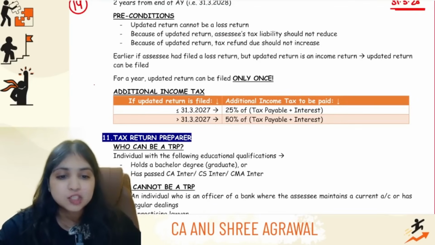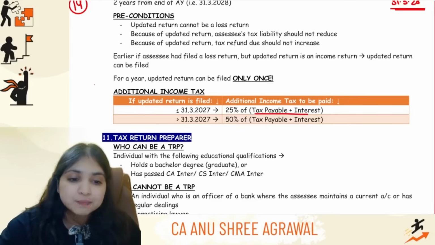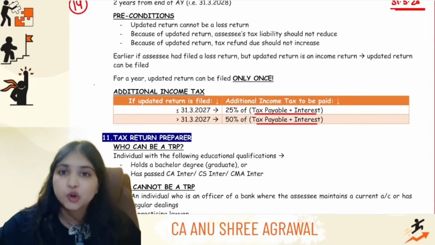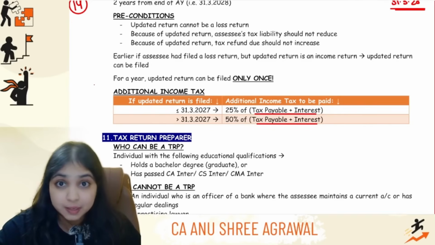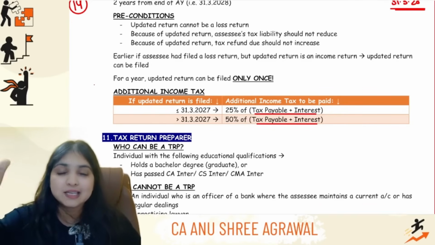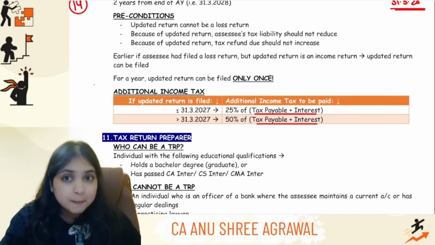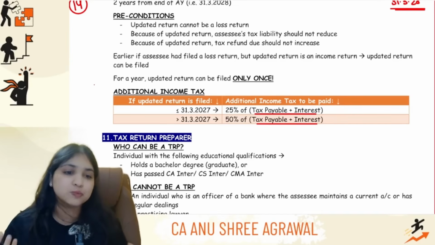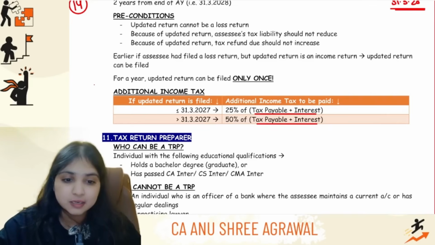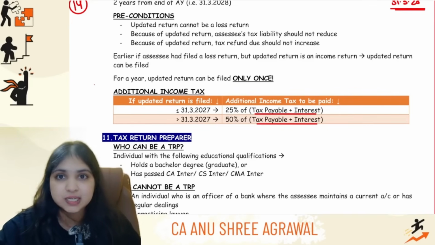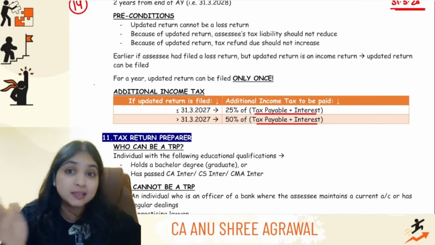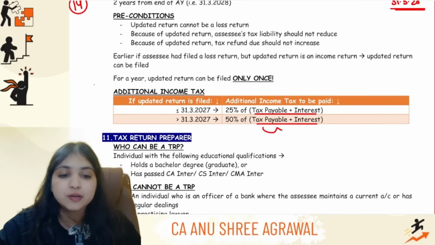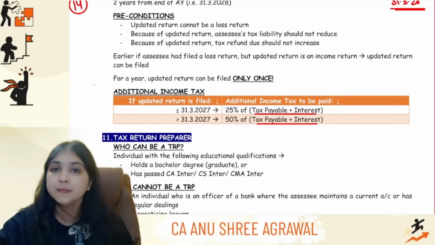Now, additional income tax is 25%, 50%, fine. But 25%, 50% of what? Of tax payable plus interest. Which interest? The 234 A, B, C interest. Please notice it is tax payable, not tax liability. Tax payable means tax liability minus TDS, TCS credit, minus advance tax. Tax payable number is what you will see. Tax payable plus interest, these numbers into 25% will be your additional income tax, and if you file your updated return in the last 1 year, then 50% of tax payable plus interest will be your additional income tax.